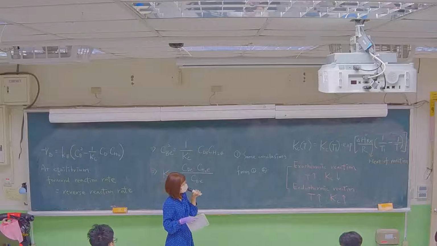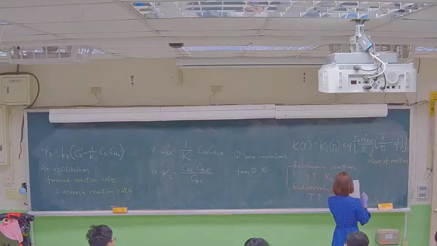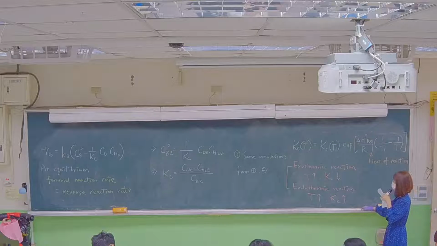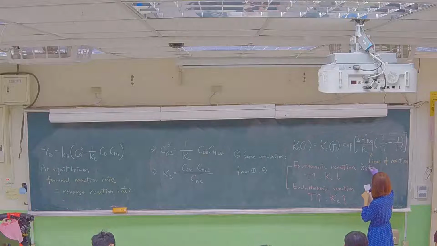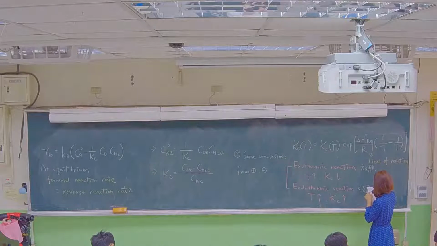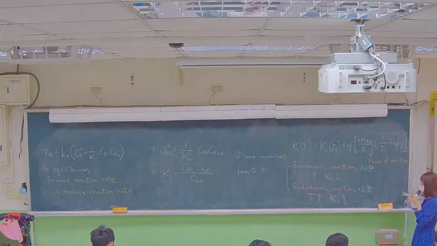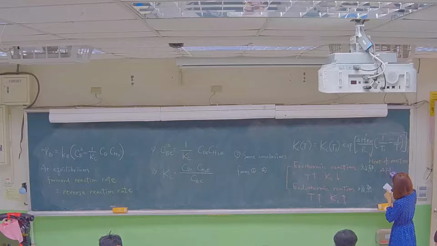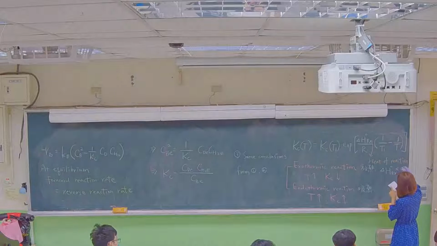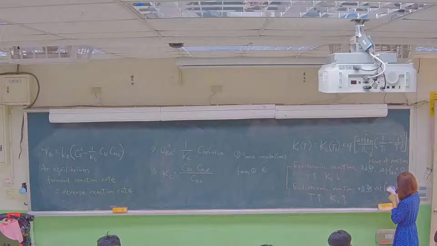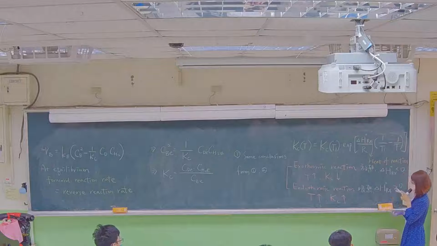And then I want to talk about two cases. The first case is an exothermic reaction. The other case is an endothermic reaction. Okay, so for an exothermic reaction, delta H is smaller than 0. For an endothermic reaction, delta H is larger than 0.